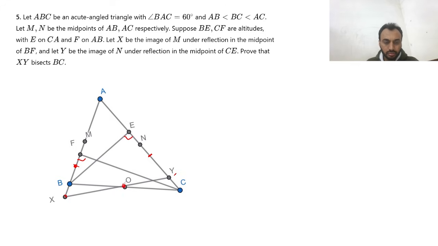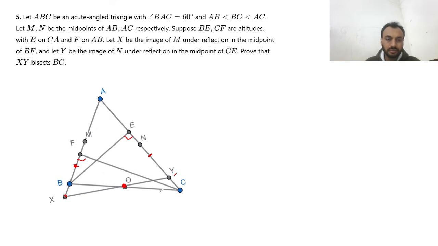So if I say they are intersecting at O, we have to prove that BO is equal to OC. Okay, so this is the question part. Now let's try to figure out a few points about the right angles and about the midpoints.